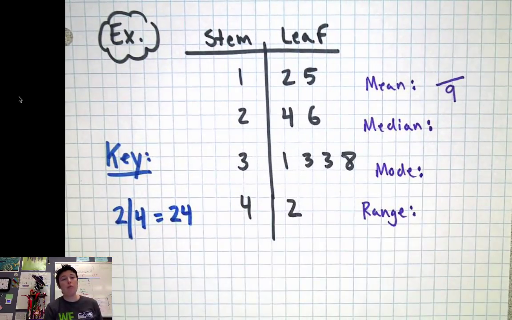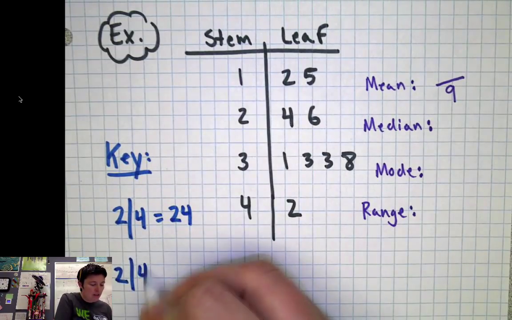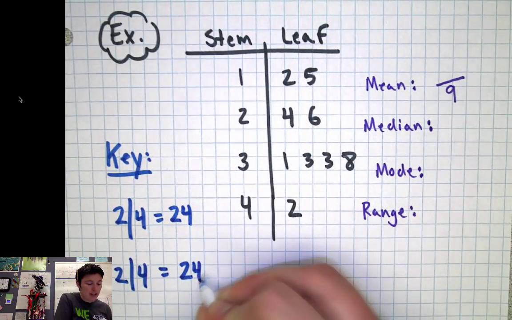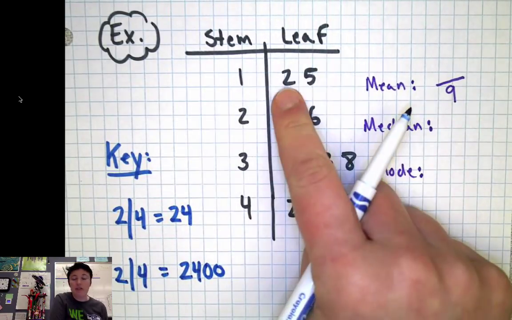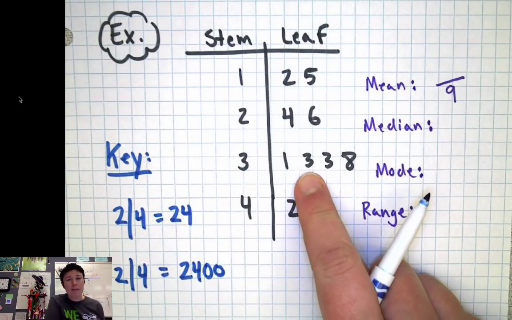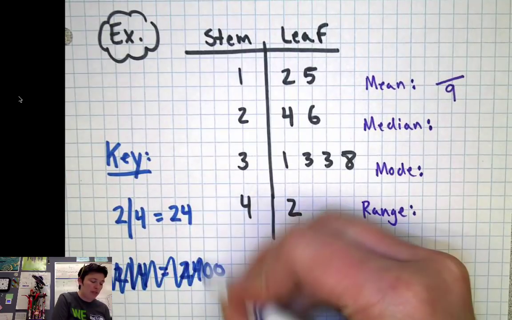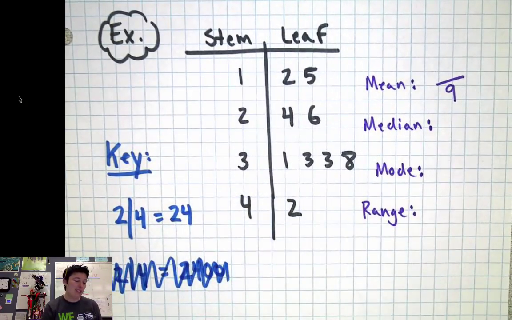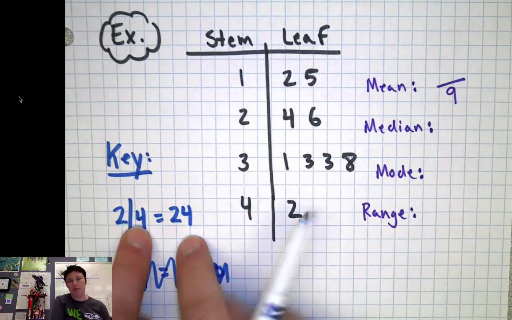But you know, this would have really thrown things off. What if I told you my key for 2 and 4 represented 2400? That would have changed all of this data. That means this would have been 1200, 1500, 3300. I mean, you could do that with your stem and leaf. So that's why I'm saying that was a big no-no for me not to include the key, because that would have really changed our answers. But let's go with 2, 4 means 24.